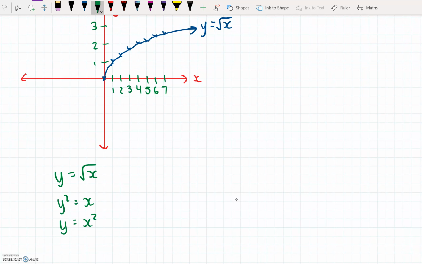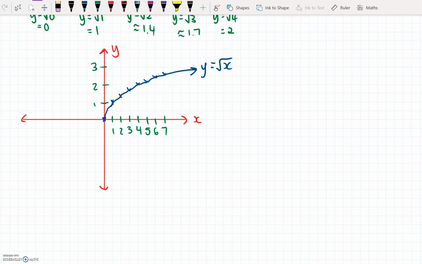Okay, but as we said, you can't have the square root of a negative, and also if you take a square root of a positive number, you're always going to get a positive answer. So that's why we're only ending up with just this one-sided half of a parabola.